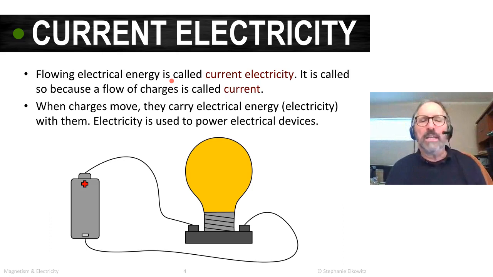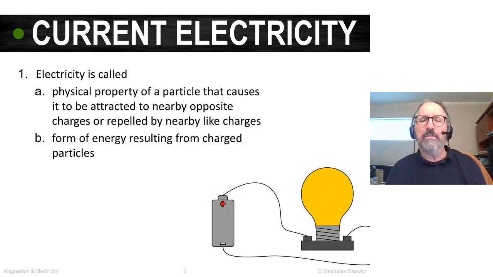So which of these, right, so let me go here. Which of these is electricity? Is electricity the physical property of a particle that causes it to be attracted to nearby opposite charges, or is it a form of energy resulting from charged particles? Which is it, A or B?